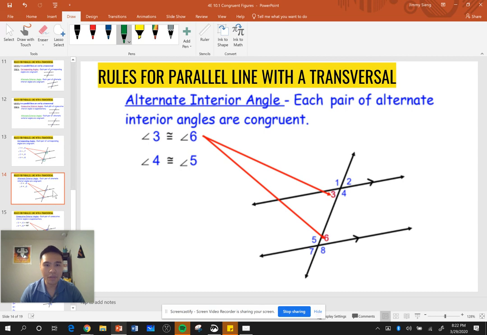Now let's look into alternate interior angles. Alternate is when it's going back and forth, right? Alternating, we have alternating numbers, alternating whatever. Now the interior angles are, with the parallel lines, everything inside, in between those two lines. Those are interior. And if they're alternating, then they're congruent, okay? So the alternate interior angle for angle 3 would be angle 6. And what would be the alternate interior angle for angle 4? That would be angle 5, okay?